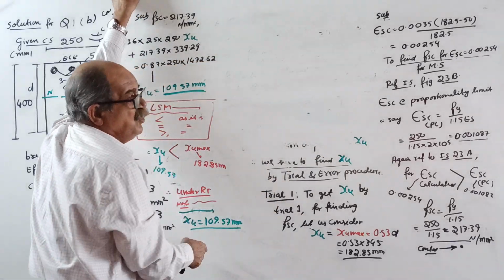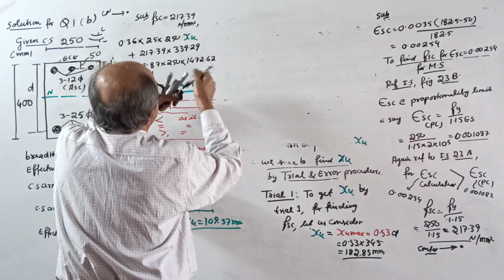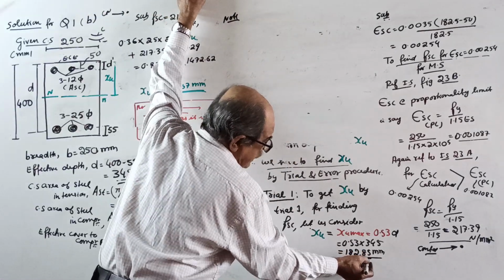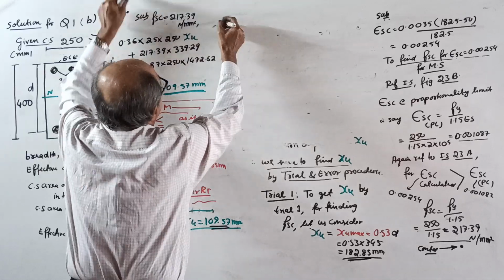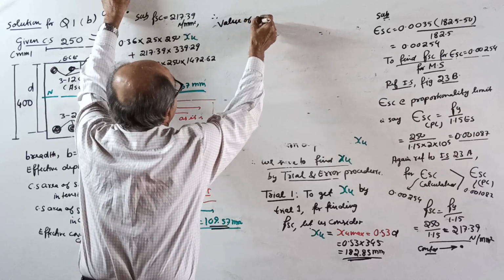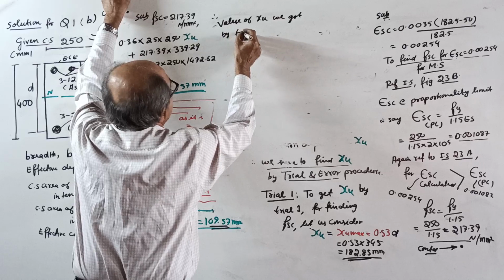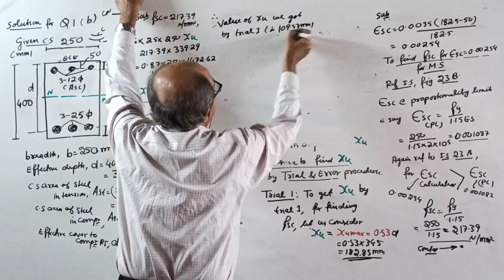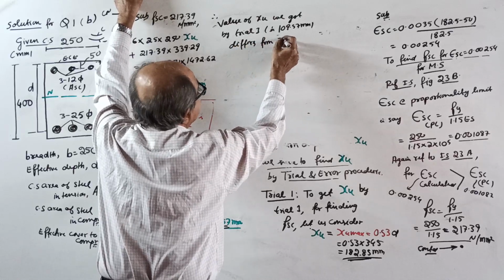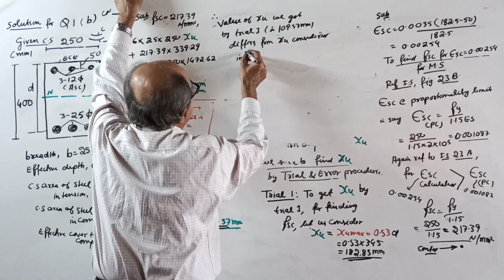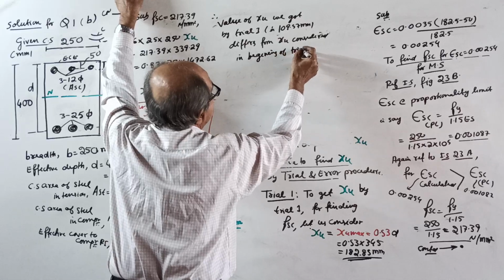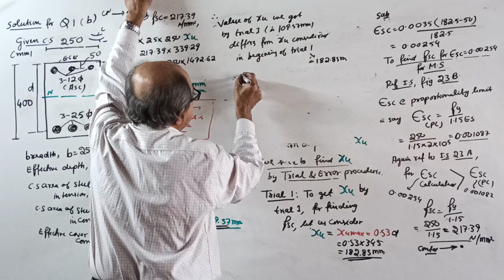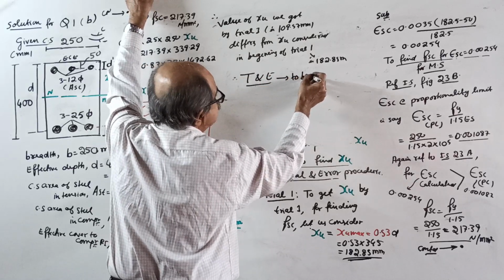Now see. Once you get this XU, make a note here. One important note. XU you got 109.57, initially assumed 182.85. Therefore, the value of XU we got by trial 1, that is 109.57 millimeter, differs from XU considered in the beginning of trial 1, that is 182.85 millimeter. Therefore, trial and error procedure to be continued.